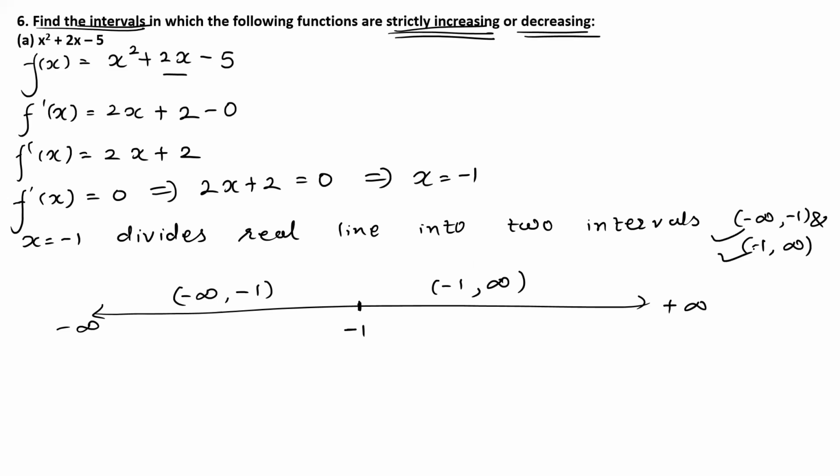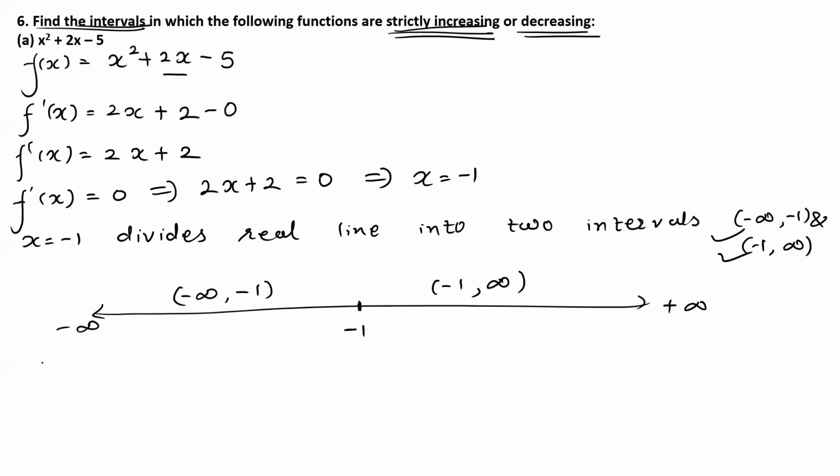So we have only one number. That means the real number line is divided into two intervals. If we have two values of x, that means the real number line is divided into three, then four parts. So you understand that the number of intervals will be one more than the number of values.